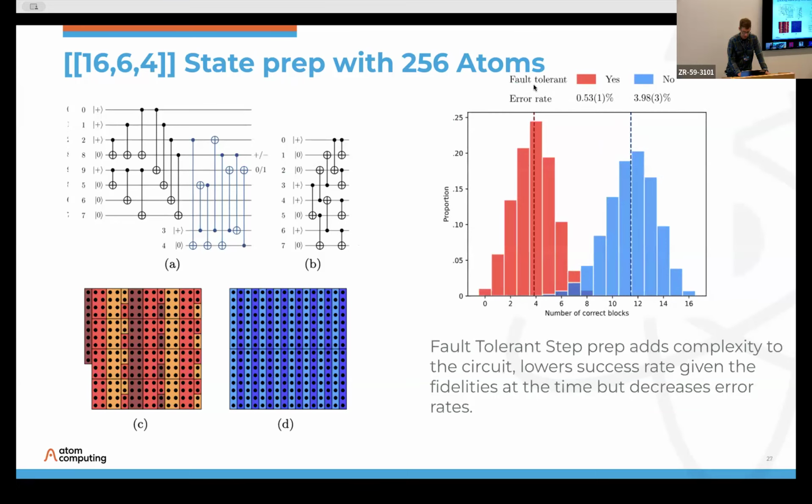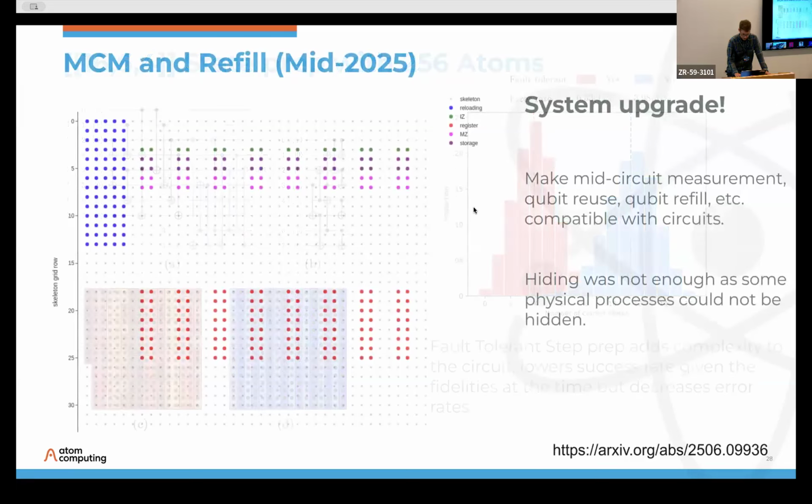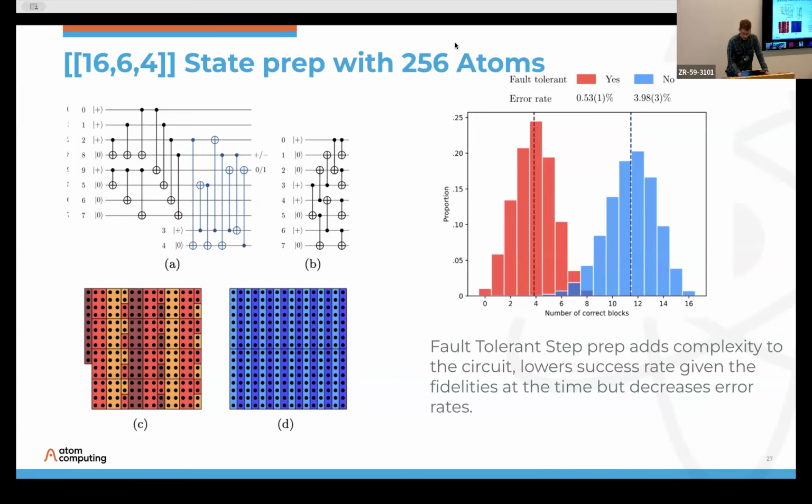The thing to note here is that we get a lower error rate if we use the flagged version. This is 0.53% versus 3.98%. But again, you have to throw away some of your blocks because you're post-selecting.